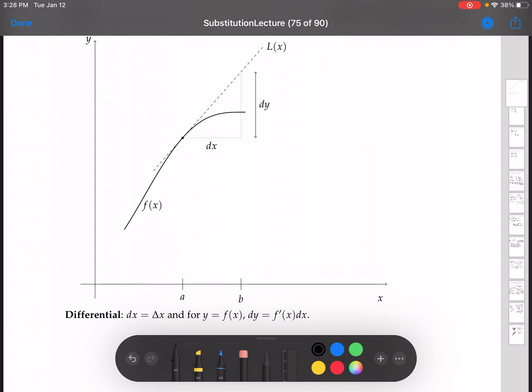All right, so dx is defined as the change in x. And the change in x is this distance right here. That's the change in x.